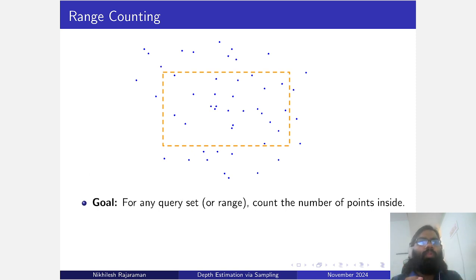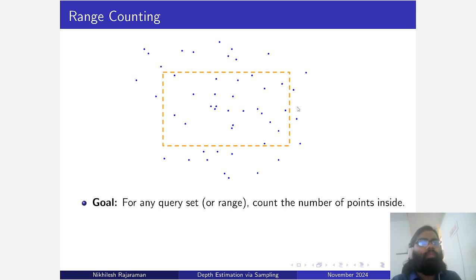In this problem, we're given as input a set of n points. As you can see in this image, I've represented these points using blue dots. In this image, these are represented as points in 2D space, but in general, these can be elements in any space that you want. Then we're given a query set, which is also called a range in the context of this problem. And the goal is to count how many of the input points lie inside this range. So again, in this example, we have this orange rectangle, and this is our query range. And our goal is to find how many points lie inside this rectangle.